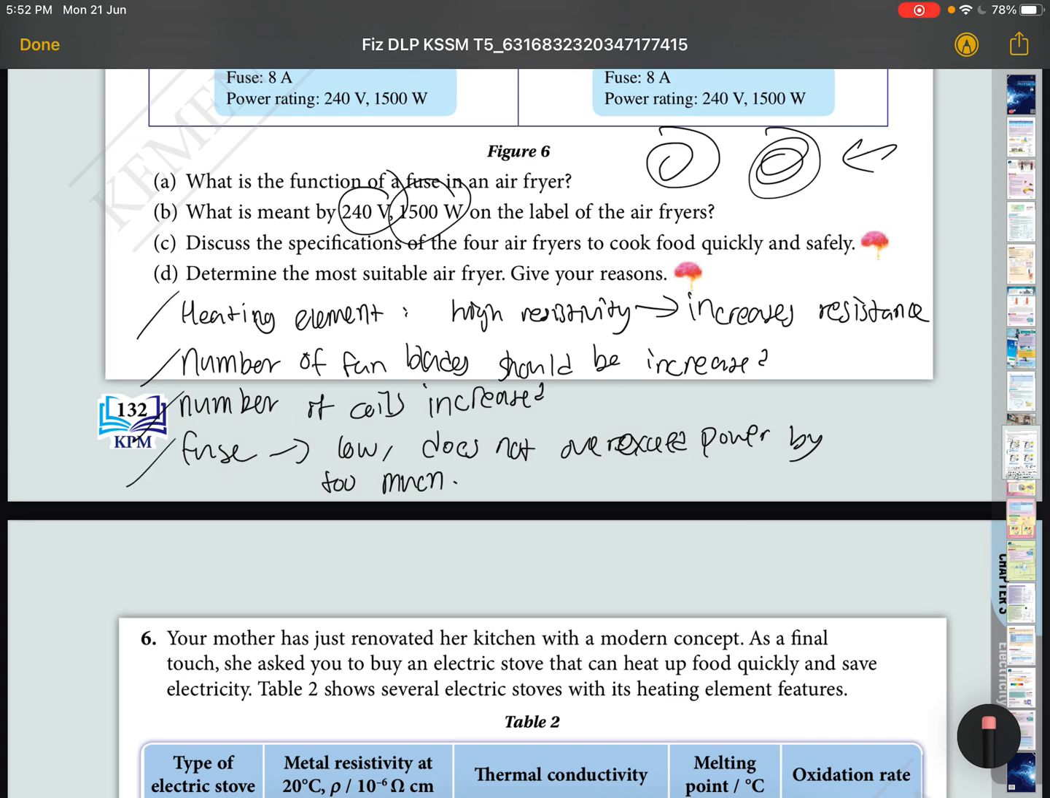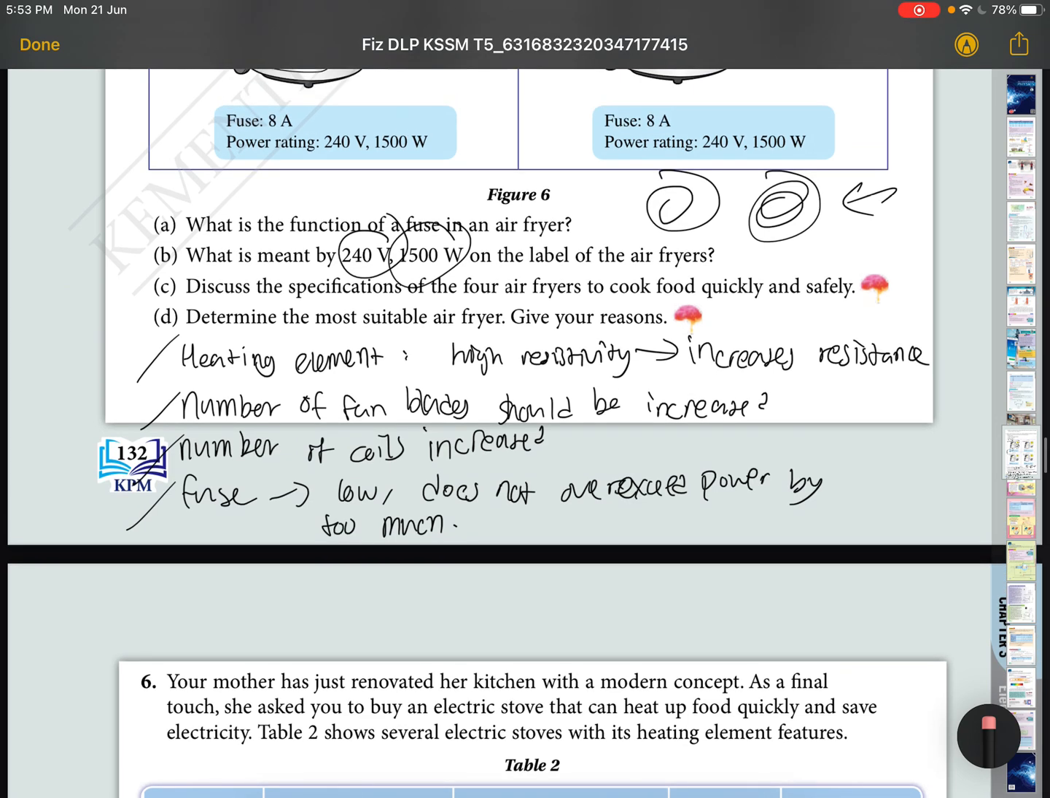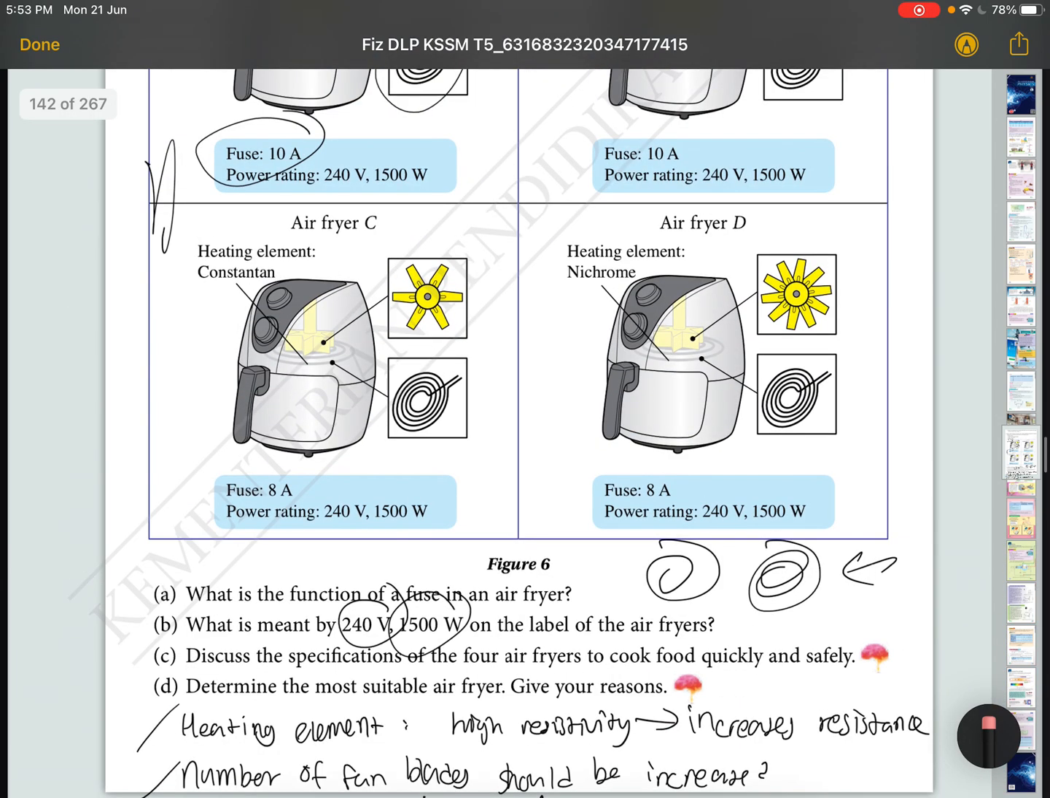And fuse. Why should the fuse be low? Because if you make it too high, it might damage the air fryer before it actually breaks the circuit. So you want the fuse to be higher than the optimal current, but not too high. And how do you know? How do you find the optimal current?